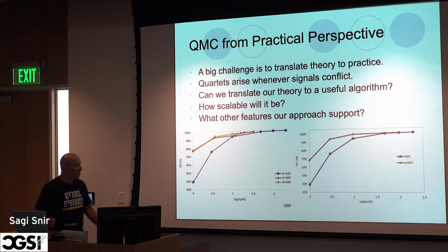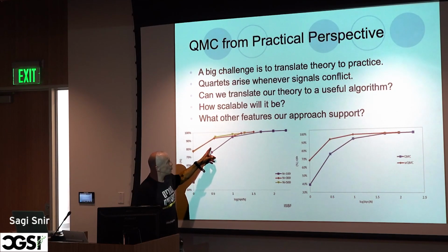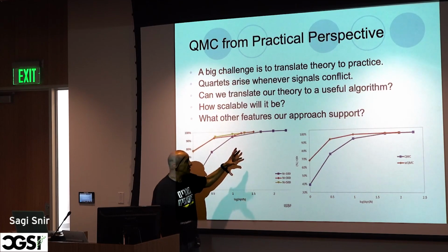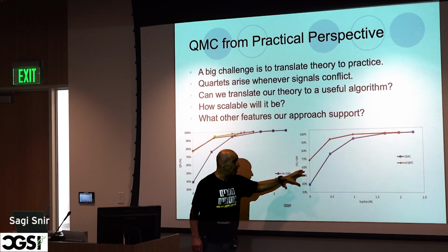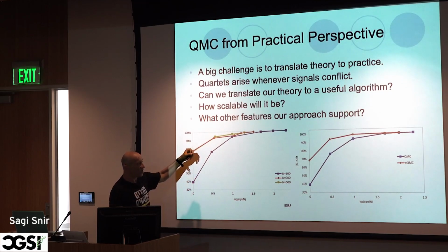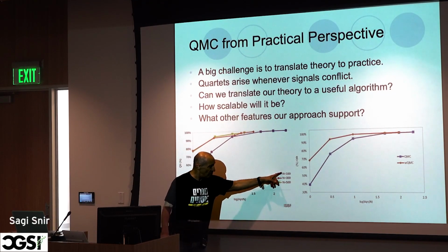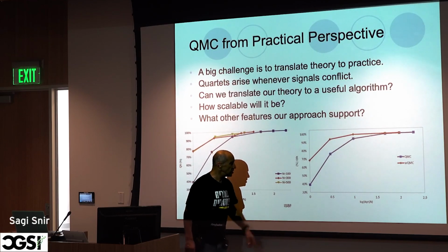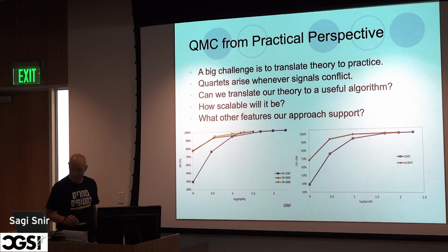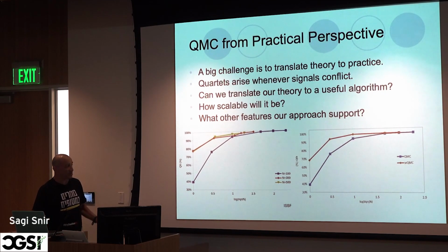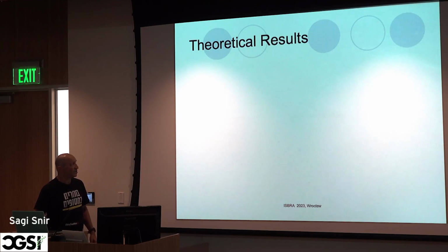And this is how the quartets MaxCut is actually handling data, both in terms of accuracy and in terms of time. Okay, and you see that we deal here with very big instances. So these are some practical notes about how useful that heuristic is. Now let's move to some theoretical results.